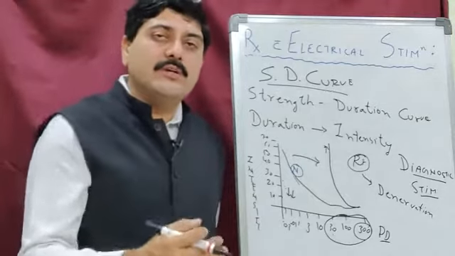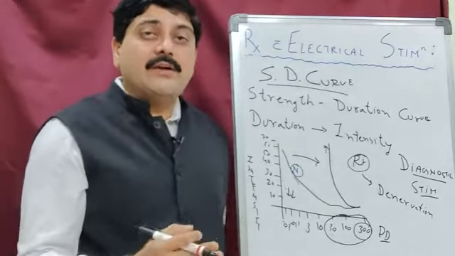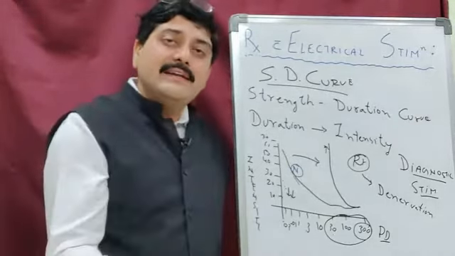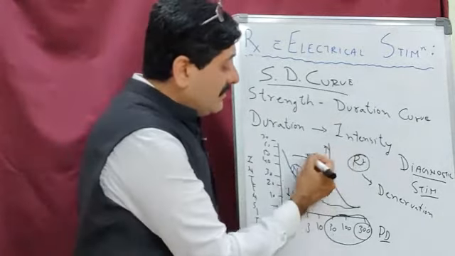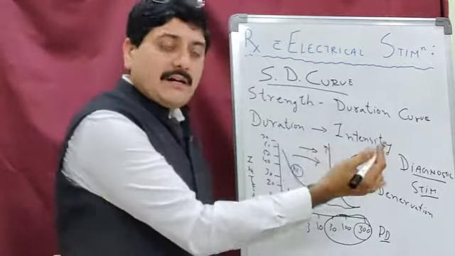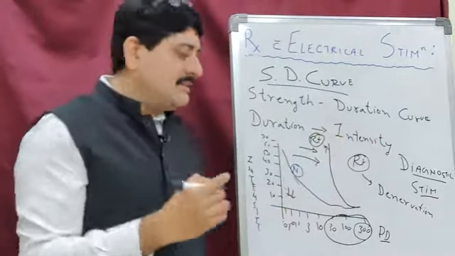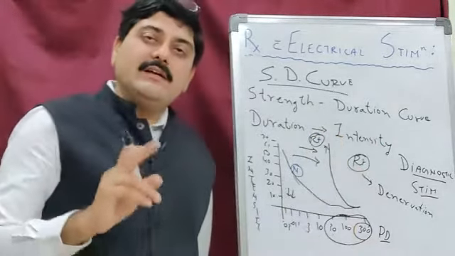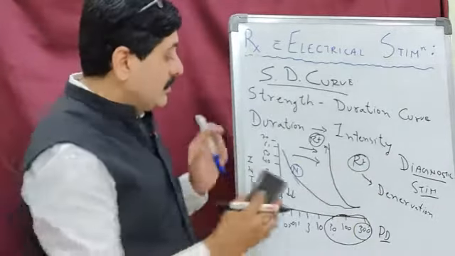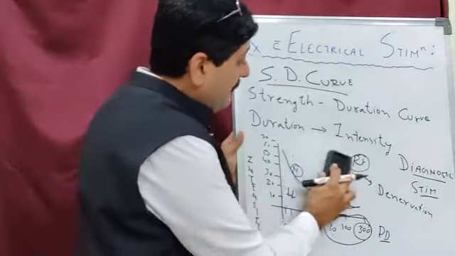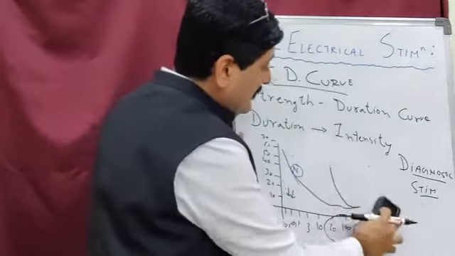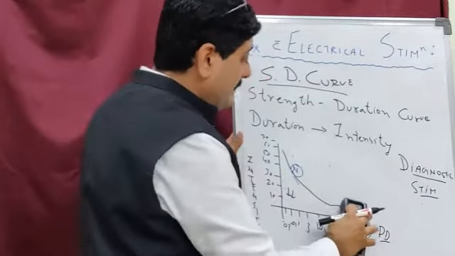So as you reduce the duration, the muscle is not responding, so you need higher intensities. So the curve shifts towards the right, right? The curve shifts towards the right, and this is known as the denervated curve. Okay, so this is one picture, that is the denervation.